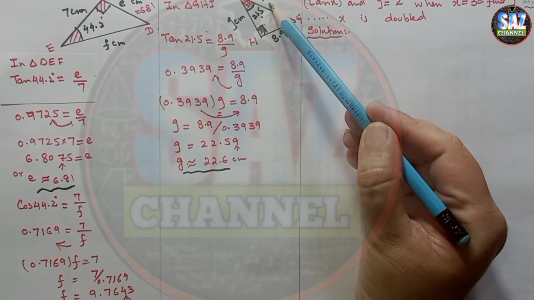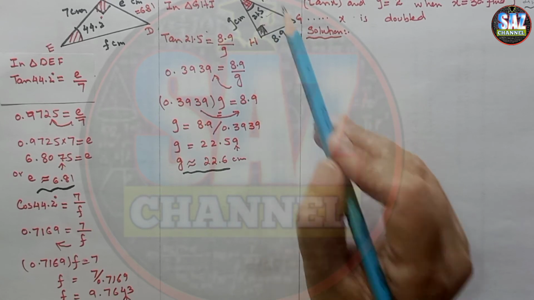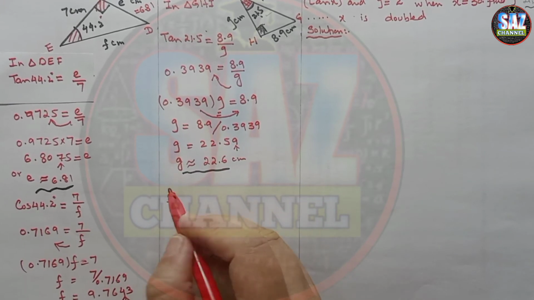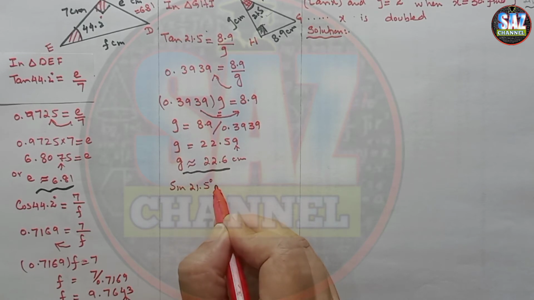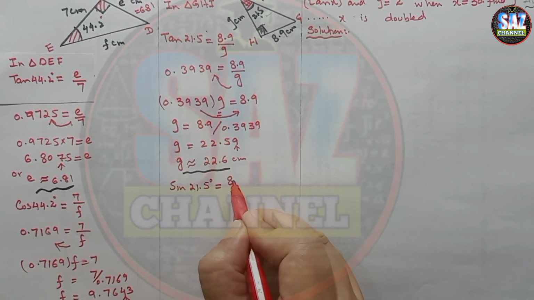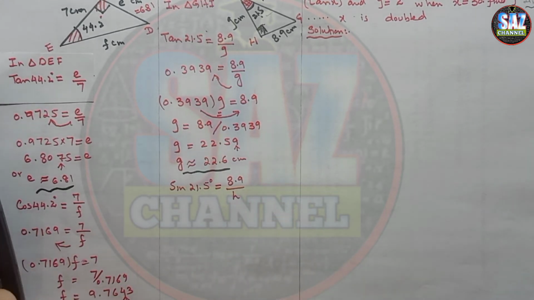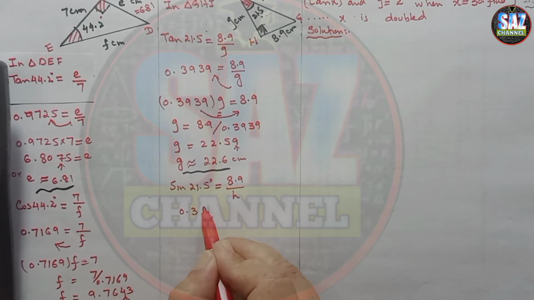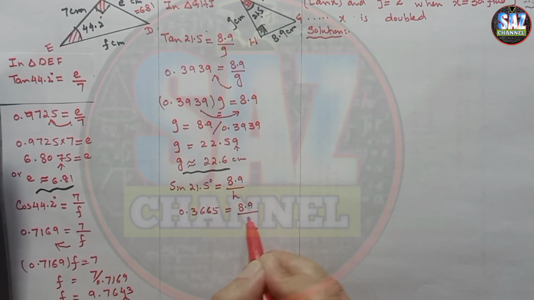H is in front of 90 degrees, and with reference to 8.9 and 25 and H, we can apply opposite upon hypotenuse: sine 21.5 degrees equals opposite, 8.9 upon H. Sine 21.5 degrees equals 0.3665, equals 8.9 upon H.